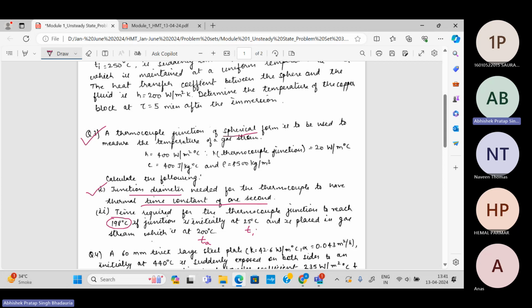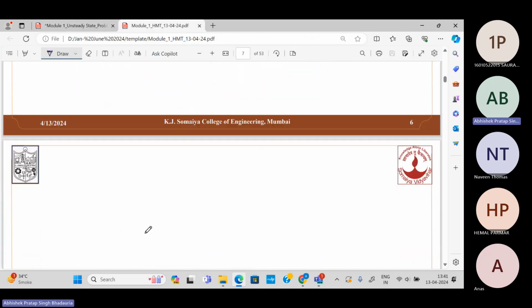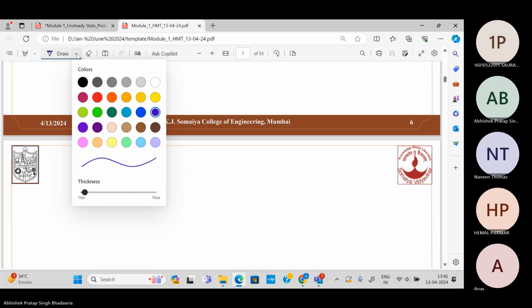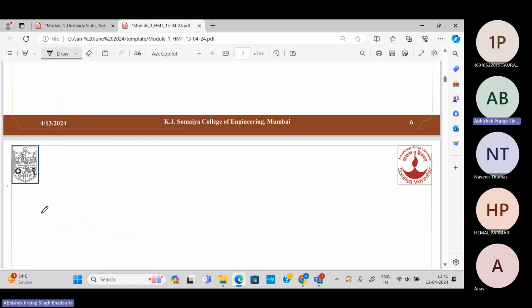Fine, so let's go ahead and solve one by one. First of all, we'll find the junction diameter required. So problem 3 is this.